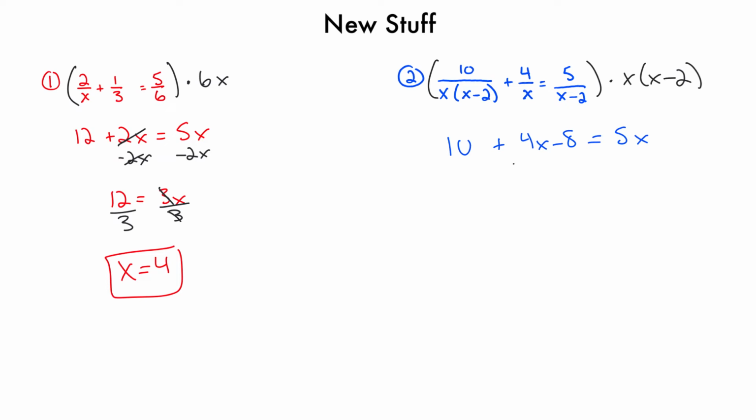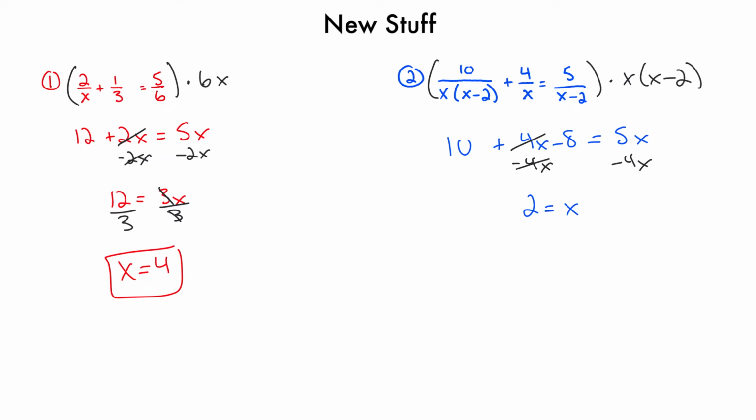Solve. So I'm going to subtract the 4x from both sides. 10 minus 8 is 2. Then 5x minus 4x is x. So my answer is x equals 2. I made the same mistake again. But in the last 2 problems, me making that mistake didn't actually have an effect on the problem. Here it does.